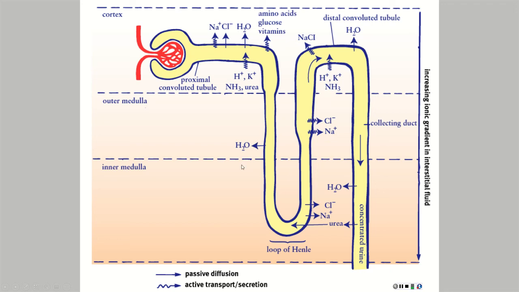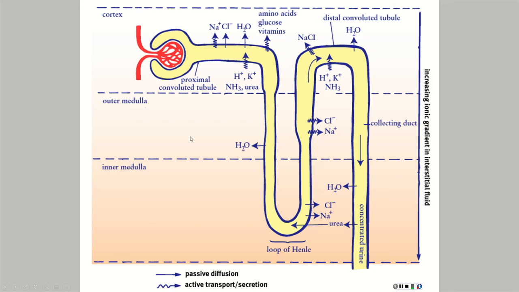Now, I will use abbreviations when I write these out. I will call this the PCT, the DLOH, the ALOH, the DCT, and the CD. And the reason that your book and other sources will show a nephron like this is because it's really, really easy to indicate. Right here, I'm talking about the PCT, and I can make notes. This is what happens at the PCT, and it's easy to indicate it.